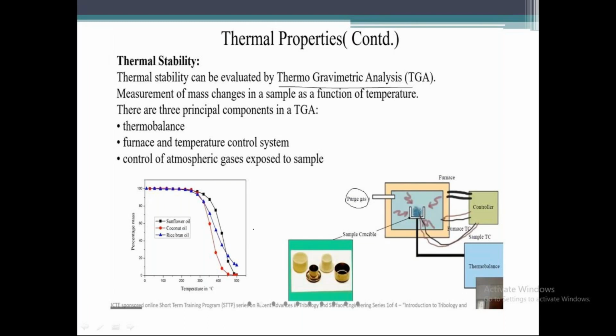Here they have studied sunflower oil, coconut oil, and rice bran oil, and how they vary with increase in temperature. There is a percentage of mass difference after, say, 300 degrees Celsius for all the oils. Whichever is degrading faster may not be of interest; whichever is better will be our concern. For example, sunflower is better than coconut oil in this case.